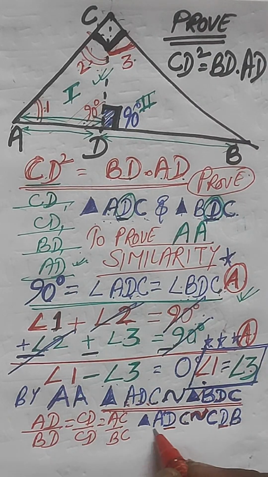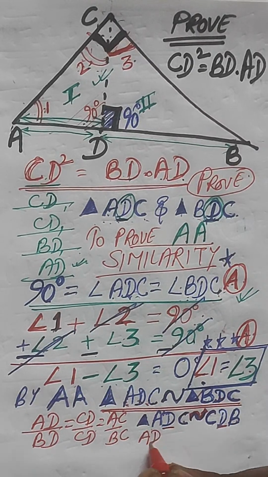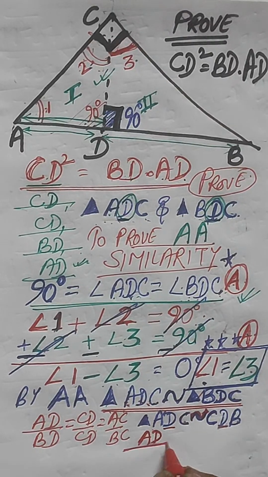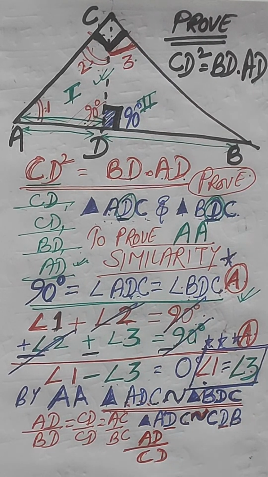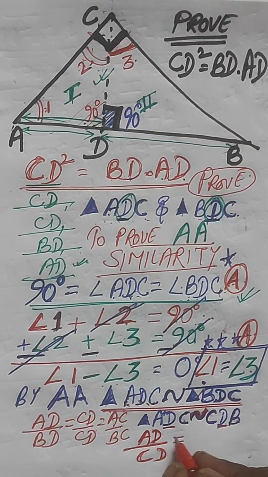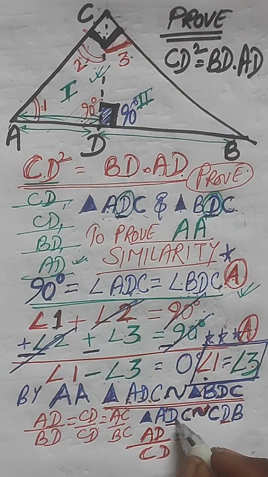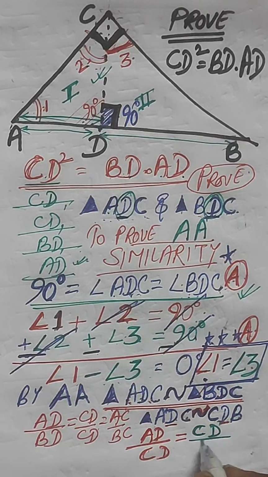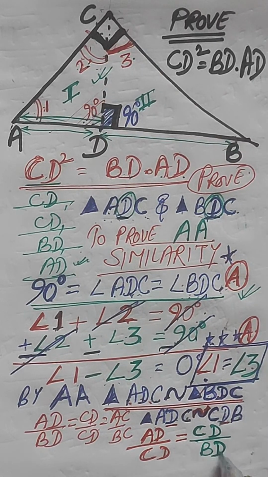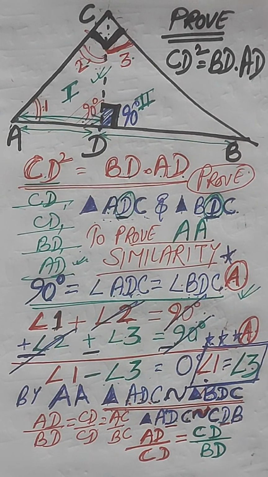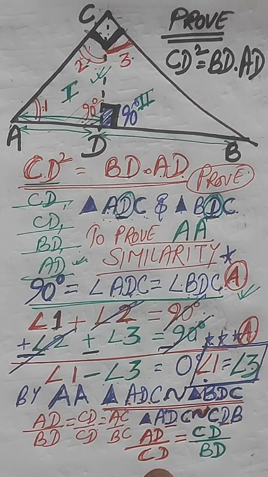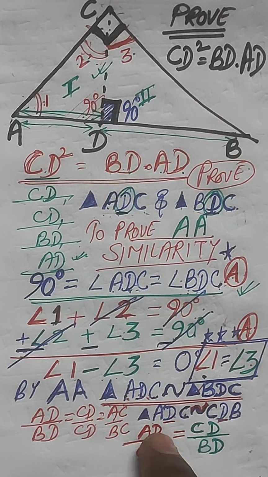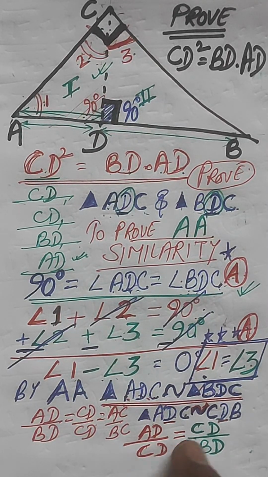We can write AD by CD is equal to CD by BD, isn't it? Can we write it? And if this can be written like this, then we can say AD into BD equal to CD into CD.